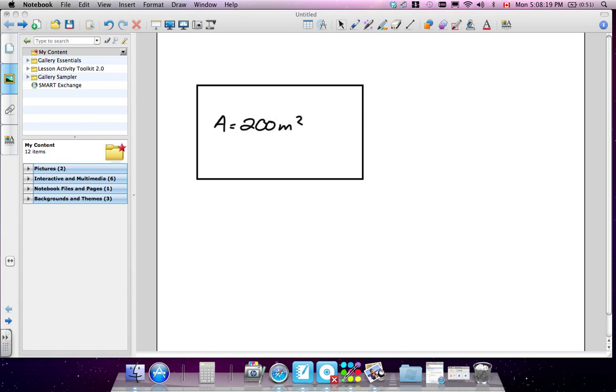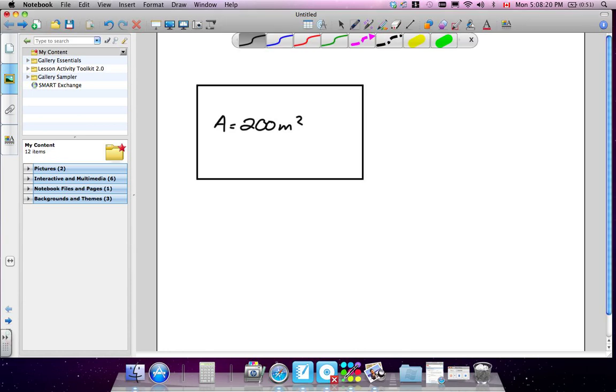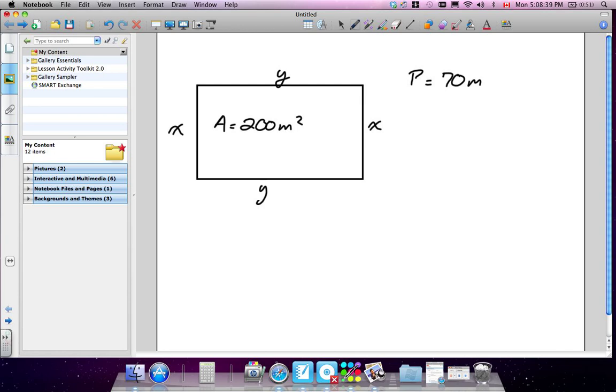Okay, so the question is, you got a fence, and the fence takes up area of 200 meters squared, and the perimeter is equal to 70 meters. Okay? It says there's a rectangle, first of all. So what I'm going to do is name x's and y's.